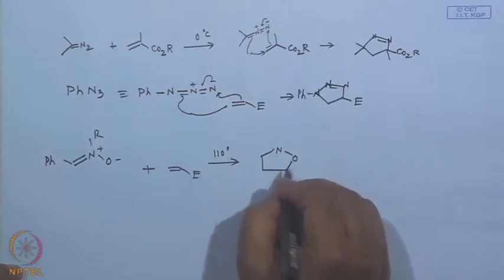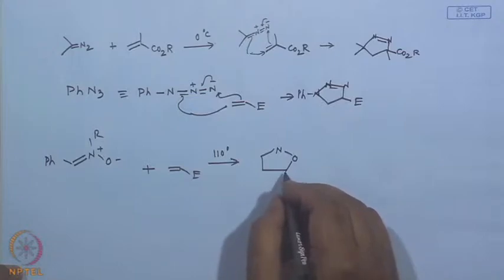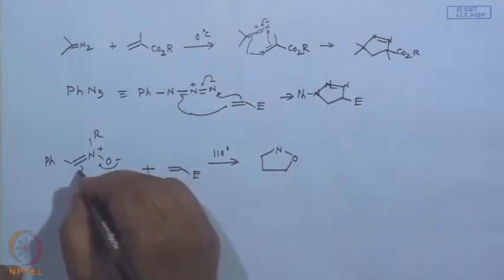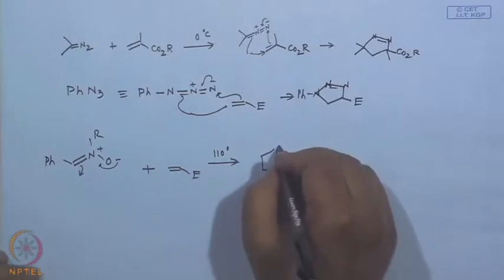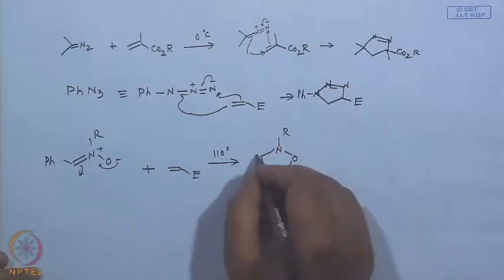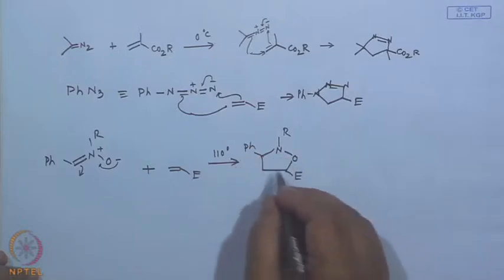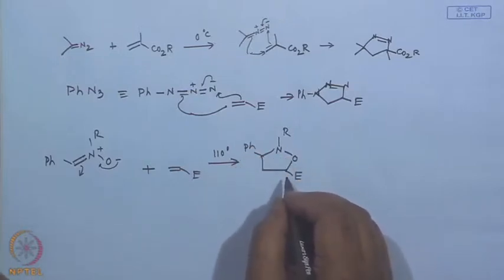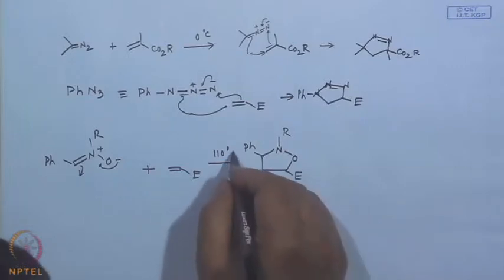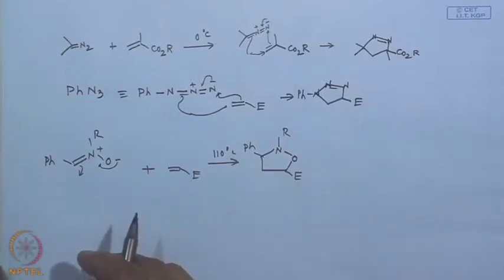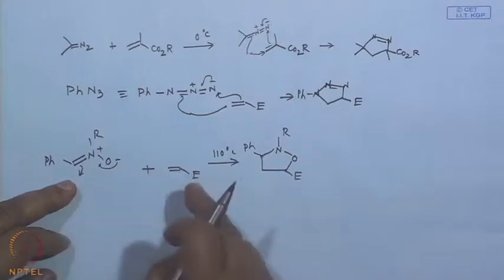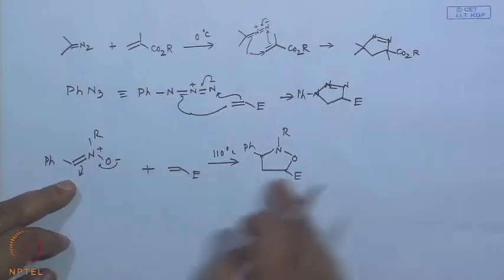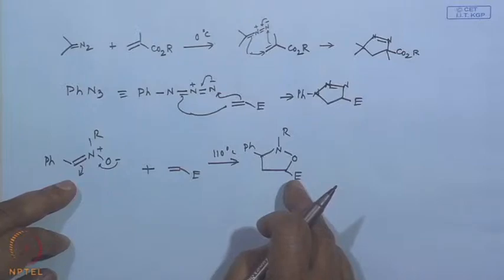So, what you will get? You will get isoxazole. Once again, the polarization and attack takes place through the carbon here, and so E, but normally this is R, and this is phenyl, and then of course, you will have this isomeric problem. The isomers are often obtained. What is the net result? This is basically again a reaction, and this substrate here is known as nitrone. So, sometimes we call it nitrone cycloaddition.